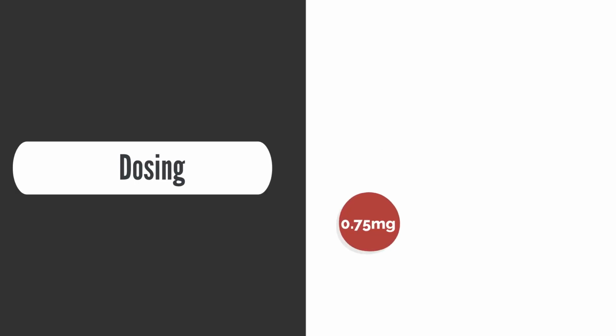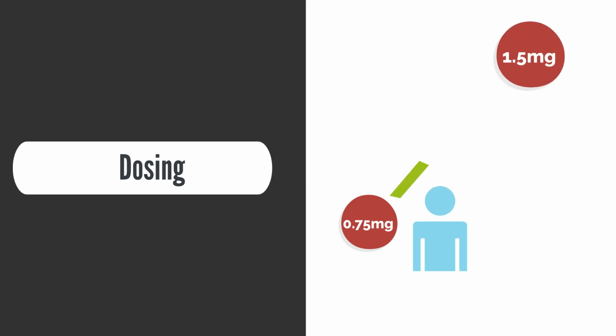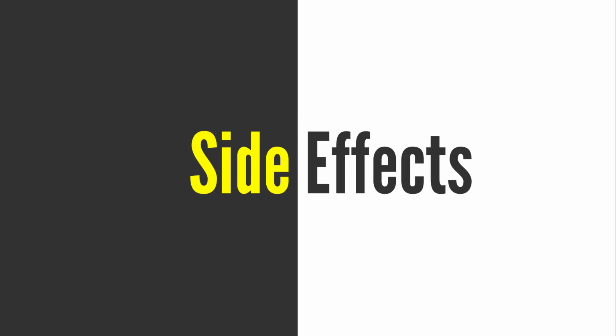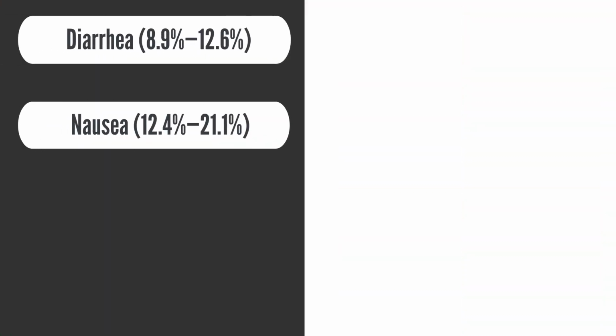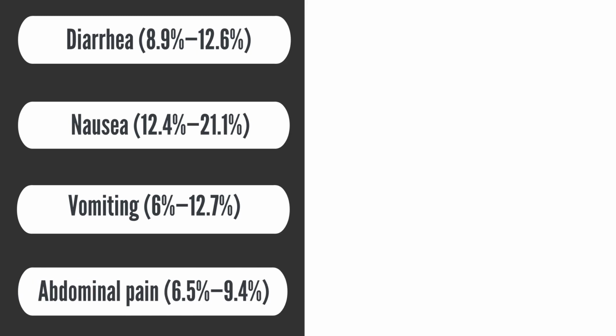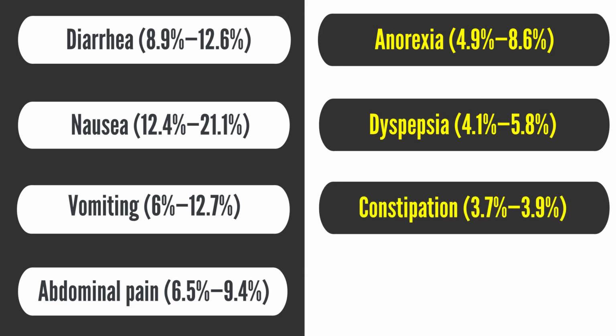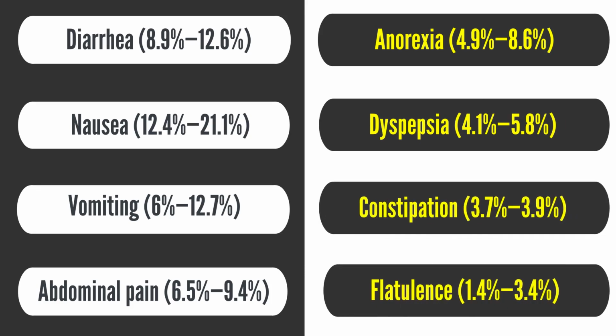Dosing typically starts at 0.75 milligrams given subcutaneously once a week and may be increased to a max of 1.5 milligrams subcutaneously once a week if additional glycemic control is needed. With respect to side effects, the majority of reports included some kind of GI or gastrointestinal issue. Some of the side effects reported together with their relative rate of occurrences included diarrhea, nausea, vomiting, abdominal pain, anorexia or decreased appetite, dyspepsia, constipation, flatulence, and gastroesophageal reflux disease, which were all reported among people taking Trulicity.